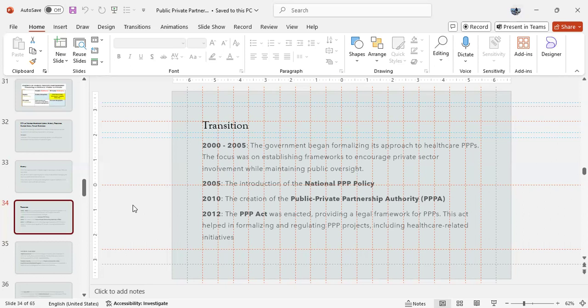In 2010, there was creation of the Public-Private Partnership Authority (PPPA). In 2012, the Public-Private Partnership Act was enacted, providing a legal framework for public-private partnerships. This act helped in formalizing and regulating public-private partnership projects, including healthcare-related initiatives.